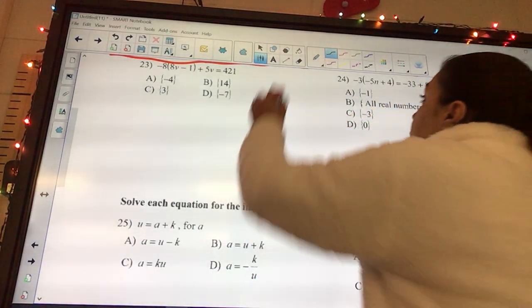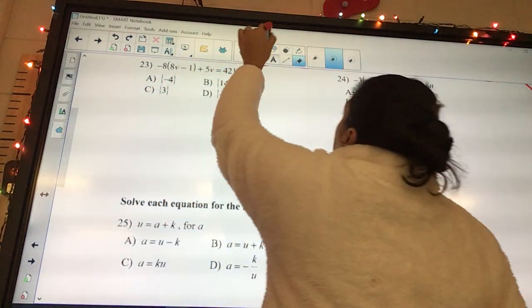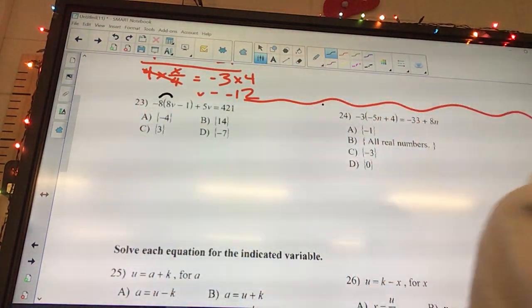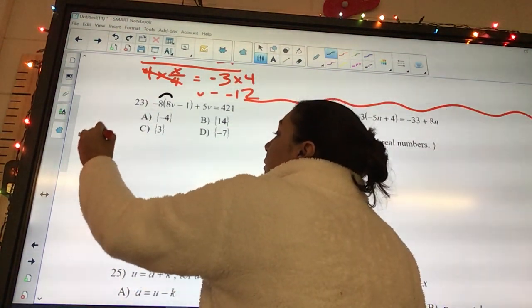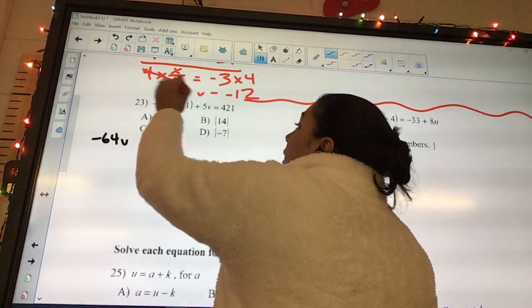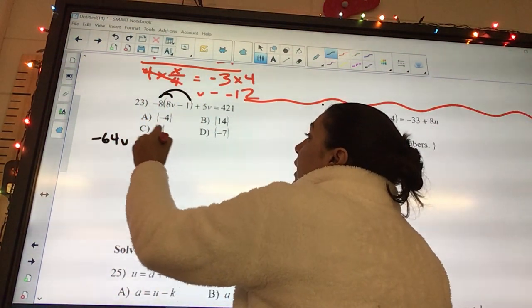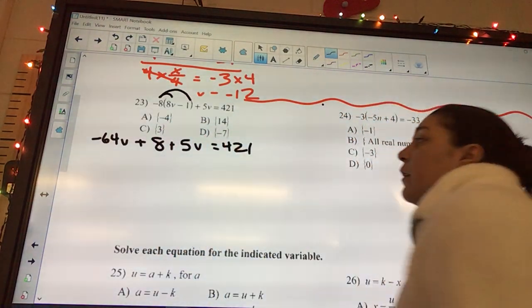Okay, the first step is to distribute. So negative 8 times 8v is going to be negative 64v. Negative 8 times negative 1 is going to be positive 8, plus 5v equals 421.